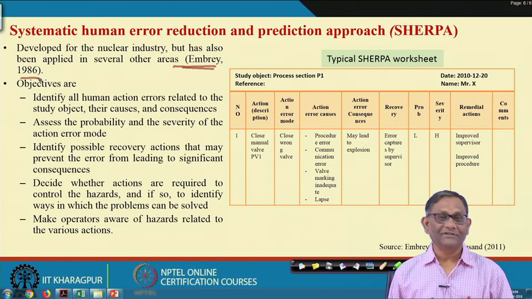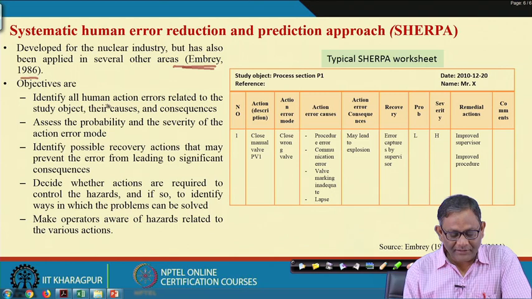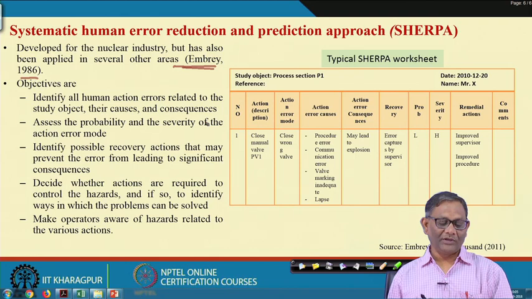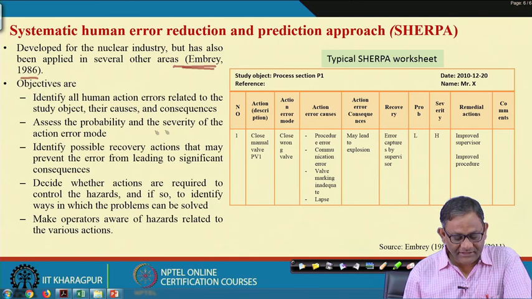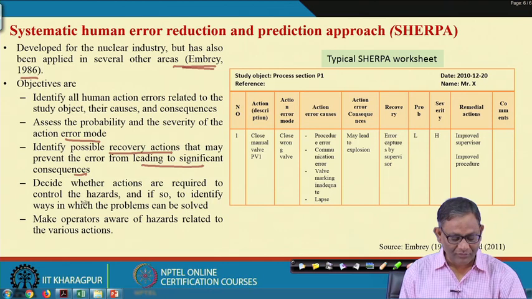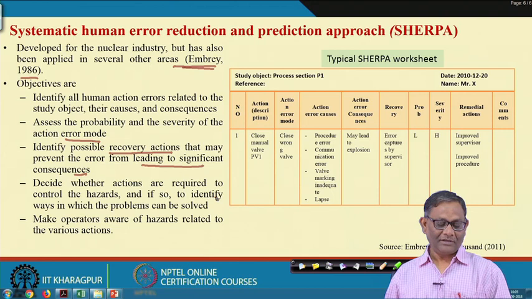What are the objectives? Identify all human errors, action errors related to the study object, their causes and consequences. In SHERPA we see some of the error types, what happens during execution of the task. Assess the probability and severity of the error, identify possible recovery actions that may prevent the error from leading to significant consequences, decide whether actions are required to control the hazards, and if so, identify ways in which the problem can be solved, and make operators aware of the hazards related to various actions. So these are the objectives.